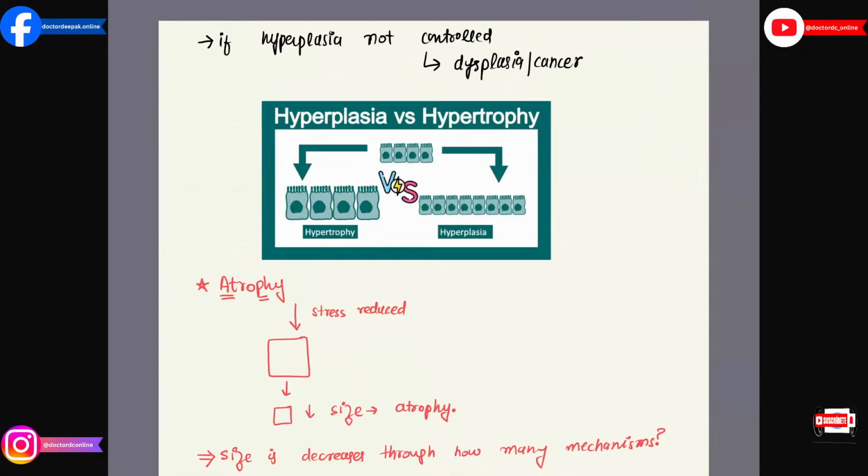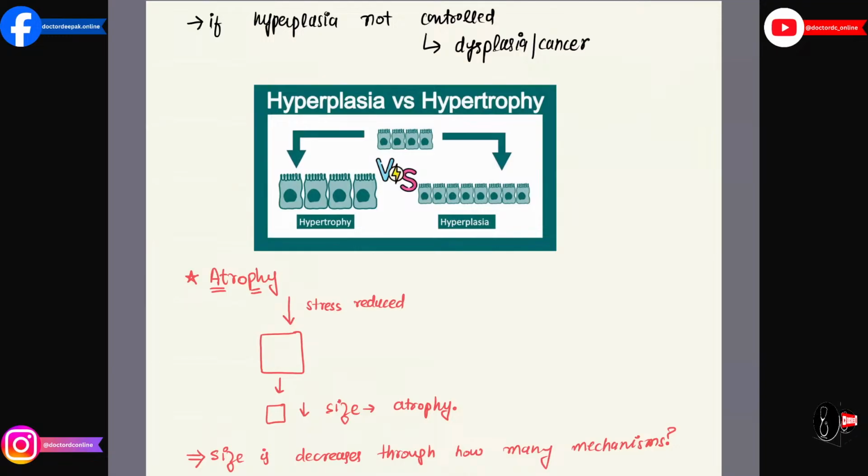So here I again put one diagram for you guys. Here I mentioned if the hyperplasia is not controlled, it undergoes dysplasia or cancer. So what is the meaning of this line or term? Let me explain with one example. Let's suppose this is the uterus, and we know that on the uterus, the hormone which is going to work is estrogen. Estrogen is a hormone which stimulates the uterus. Let's suppose if a female has an increased amount of estrogen, that estrogen will go and stimulate the uterus.